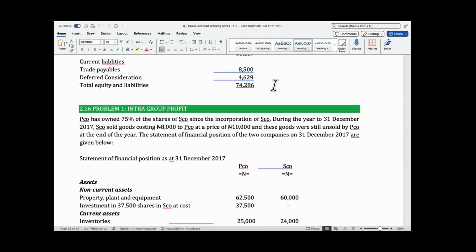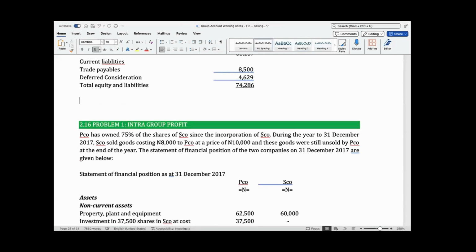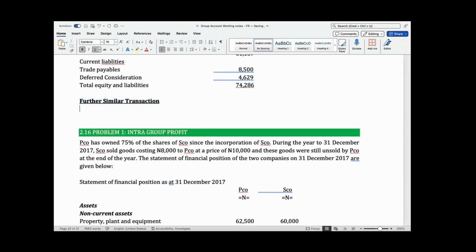And it's still the same thing that we're going to do going forward. But we're going to look at some further intragroup transactions, and how to cancel them out. Typically, we are going to look at further similar transactions between the parent and the subsidiaries, because the whole idea of consolidation is that we want to prepare the accounts to look as if they are those of a single entity. So any transactions between the two must be cancelled out.